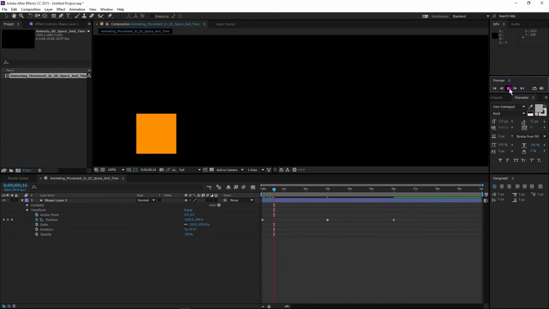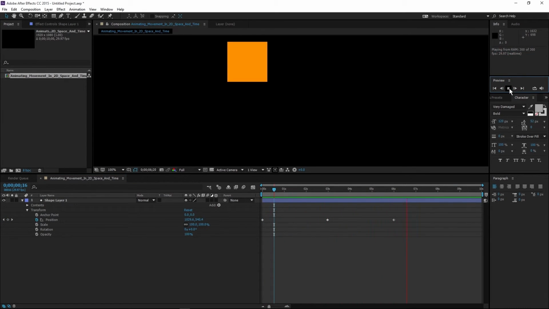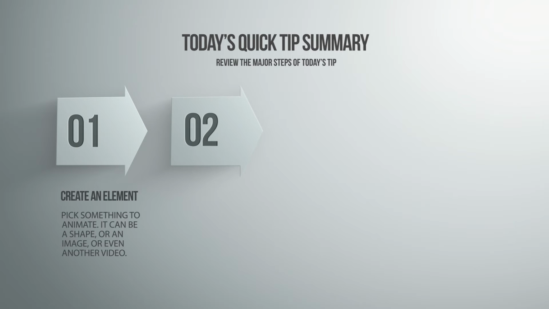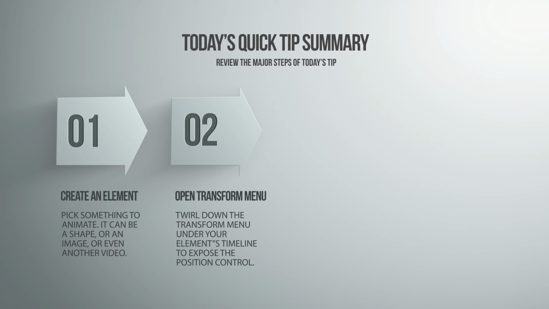Let's review the major steps of movement in 2D space and time. 1. Create an element. So pick something to animate. You can animate a shape, an image, or even another video. 2. Select the element. And then twirl down the Transform menu in your element's timeline to expose the position control.